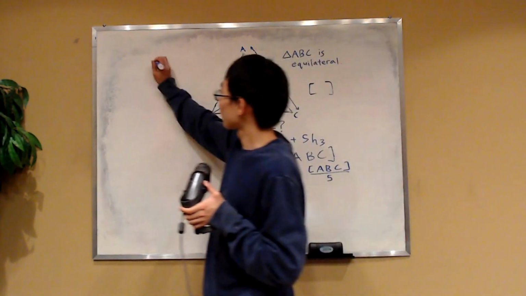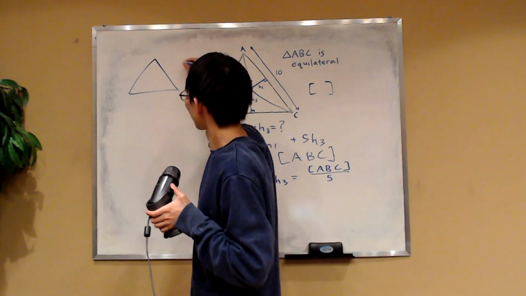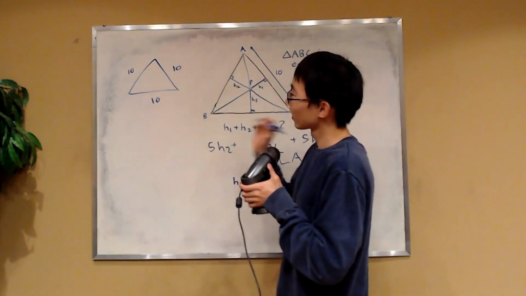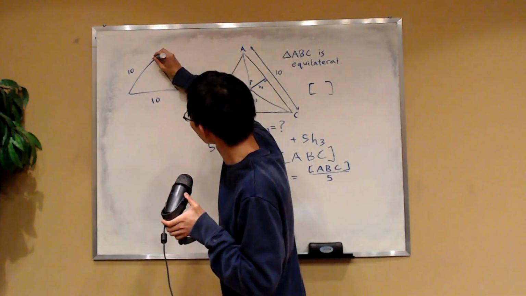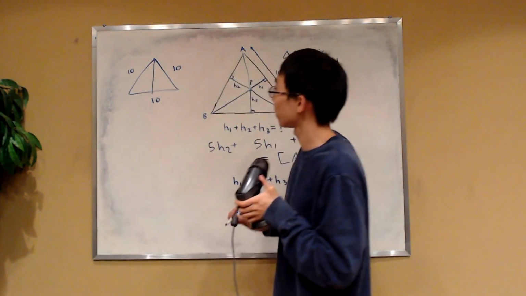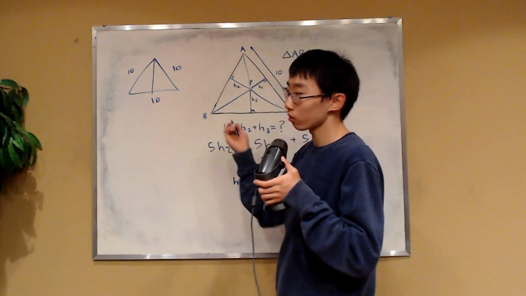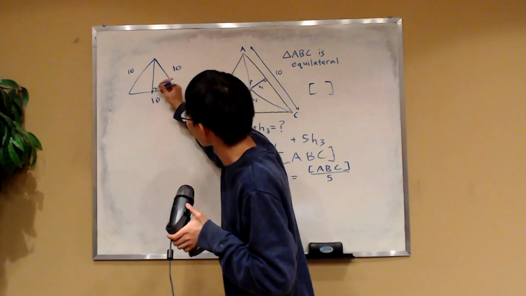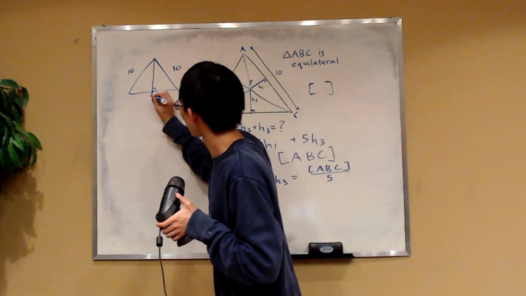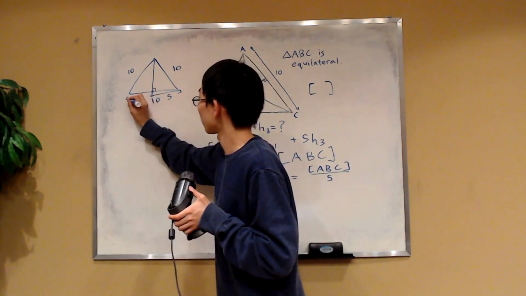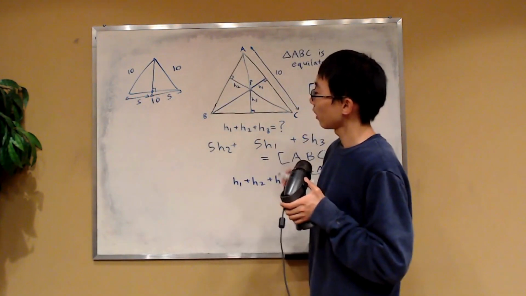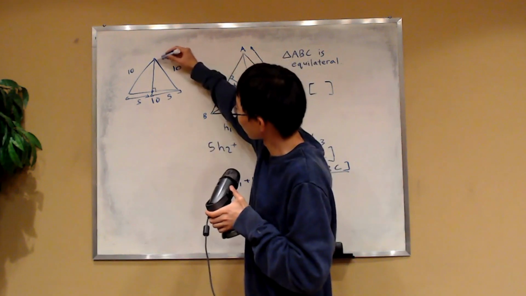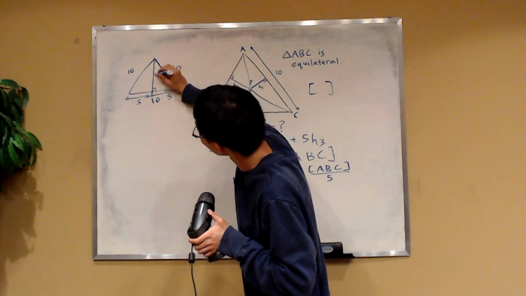So consider this. We have an equilateral triangle. Consider dropping the altitude from a vertex down to the base. Now, because it's an equilateral triangle, this altitude is perpendicular and it cuts the base at the midpoint. So each segment is just 5. So that's 5 and 5. And because this is a right triangle, the hypotenuse is 10, this is 5, let's call the height h.